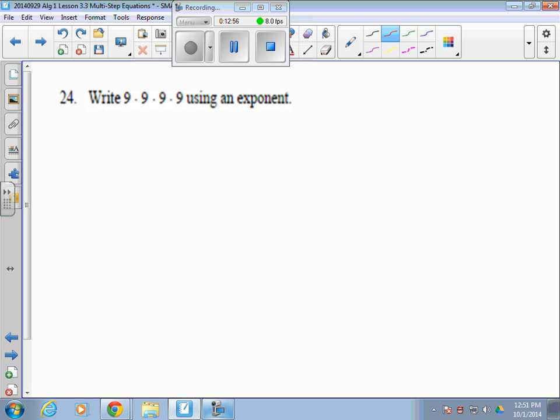Number 24 says write 9 times 9 times 9 times 9 using an exponent. There's 1, 2, 3, 4 of them. That's 9 to the 4th power.